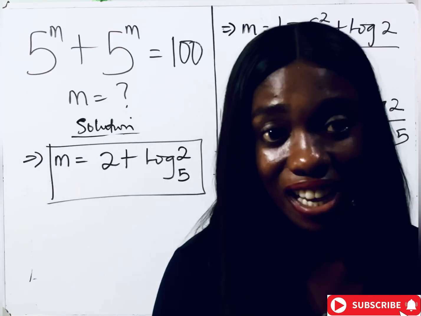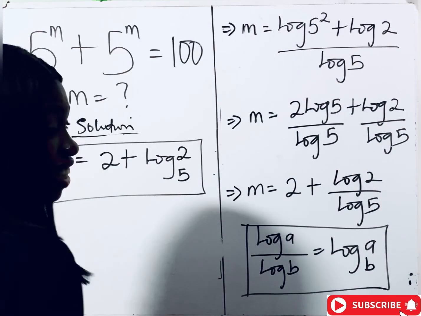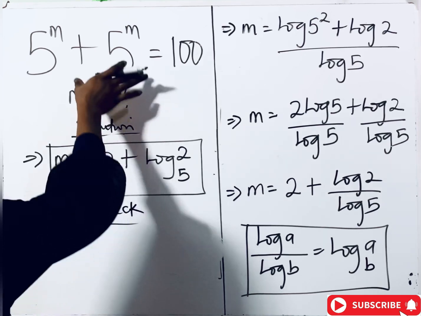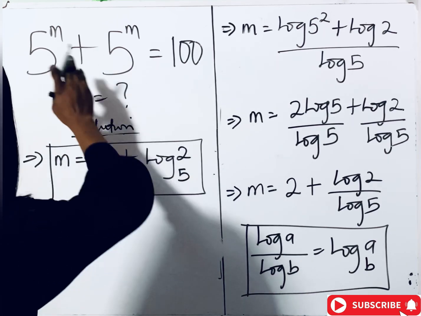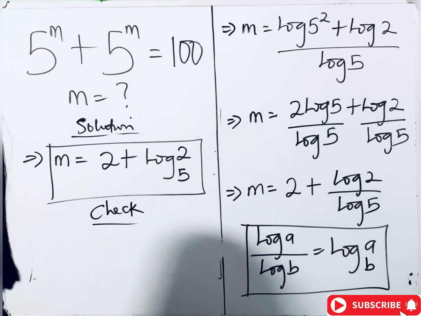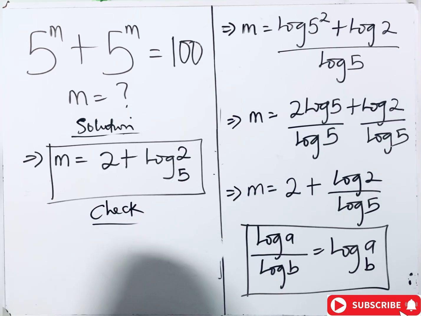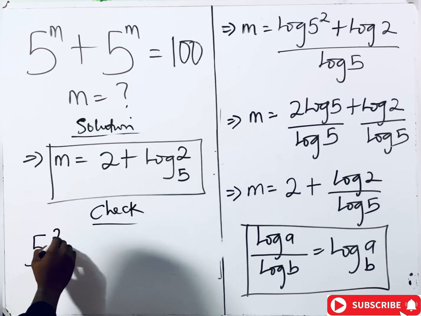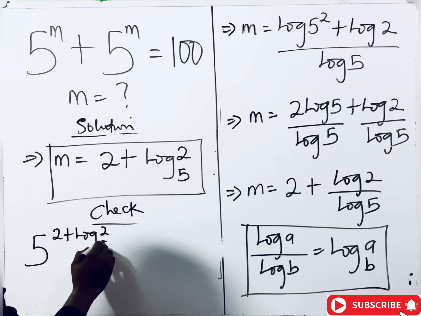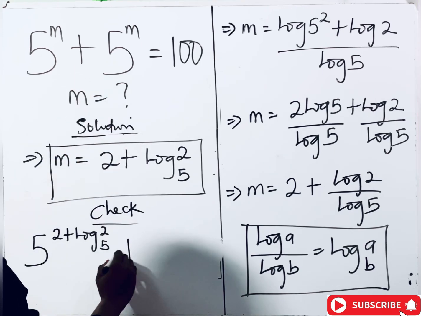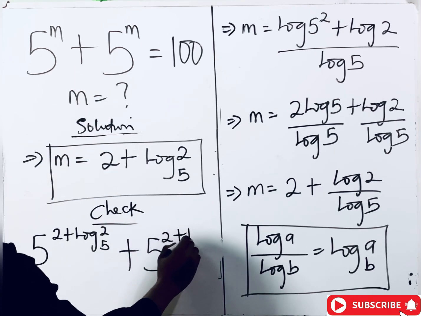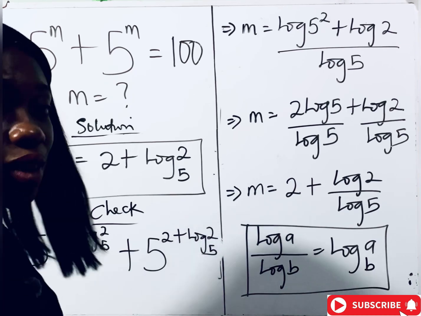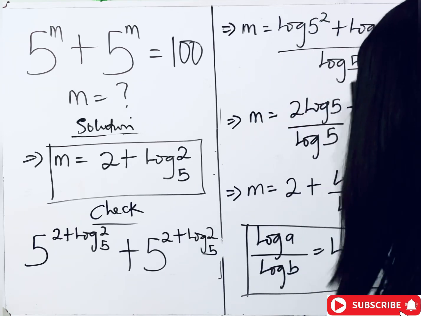Now let's do a check to know if our solution is correct. To check, we are going to put this value at the left side. Let's see if it will give us hundreds. So join me as we do it. We're going to now have 5 raised to the power of this m. So we have 5 to the power of 2 plus log of 2 base 5. Now to simplify this, remember this rule of your exponents.